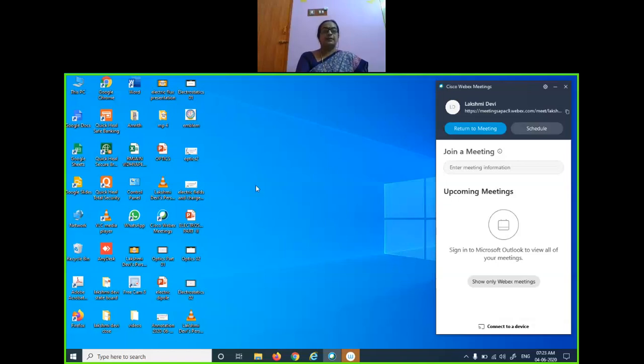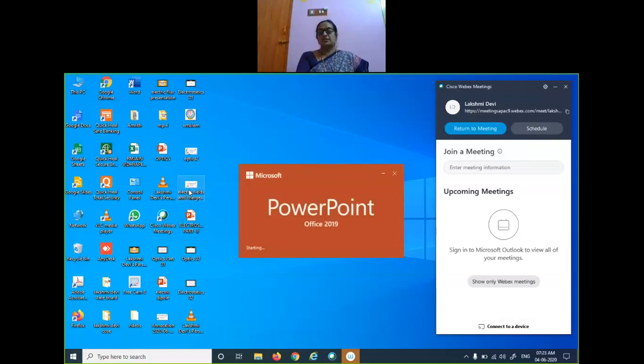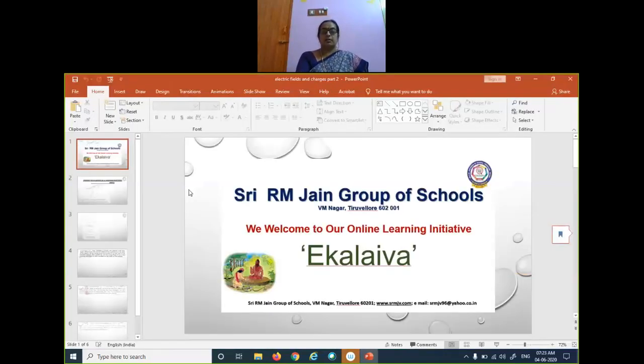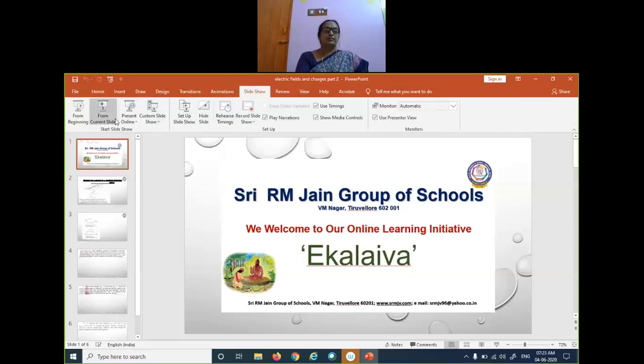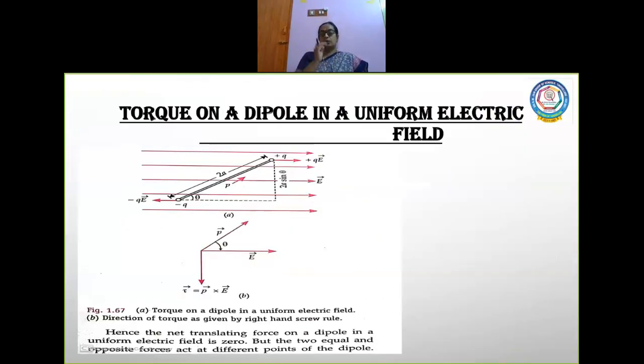Today we are going to continue with the next topic. Today's topic is torque on a dipole in a uniform electric field. Now, in 11th standard, you would have read about what is a torque. Just recall that formula for the torque. Hope you remember the formula. The formula for torque is tau, which is equal to force into perpendicular distance.